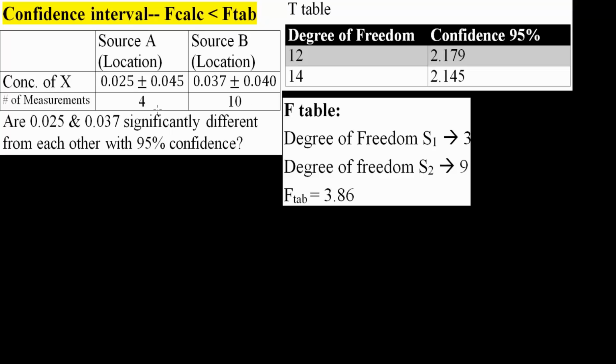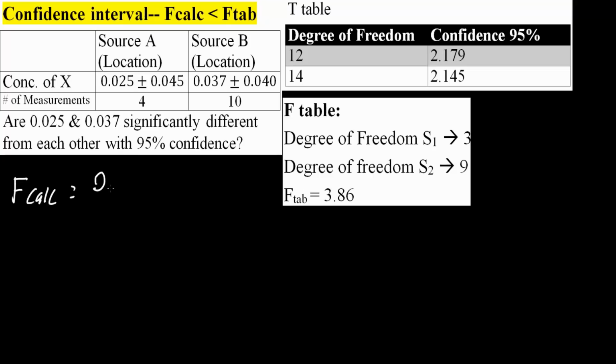For problems like these where we have two sources, we want to first get Fcalc. So Fcalc is equal to standard deviation 1 squared divided by standard deviation 2 squared. Intuitively, we would say that this is standard deviation 1 and this is standard deviation 2. Now this only works if standard deviation 1 is bigger than standard deviation 2. And in our case, it is.